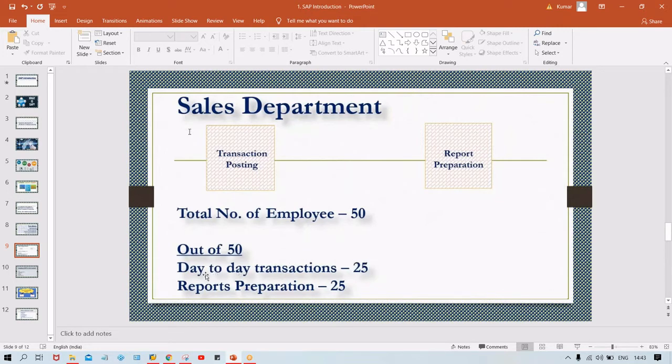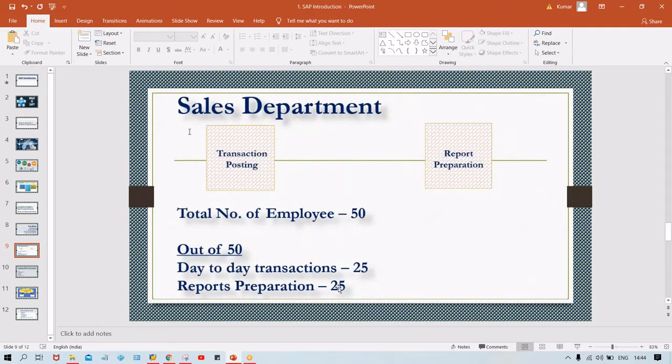These 25 are involved in day-to-day transaction posting. So now what is happening, guys? Earlier they used to maintain all the transactions in physical registers. Now the same registers are going to be converted into digital registers. Digital means instead of maintaining all the transactions physically in multiple registers, now the same transactions are going to be recorded in SAP. So this is called digital registers, right? So now 25 people, earlier also they used to record all the transactions in registers, and these 25 people are required to record the transactions in SAP also.